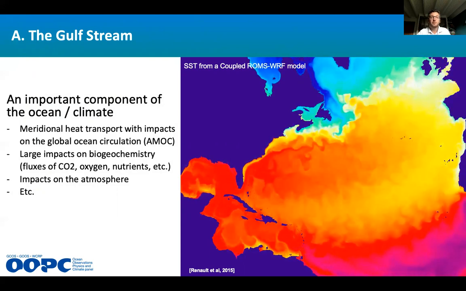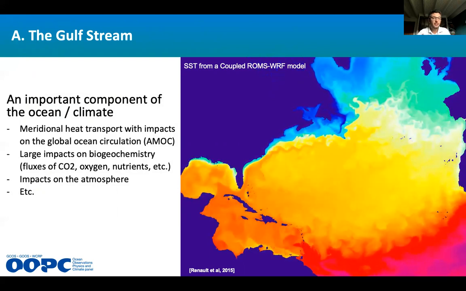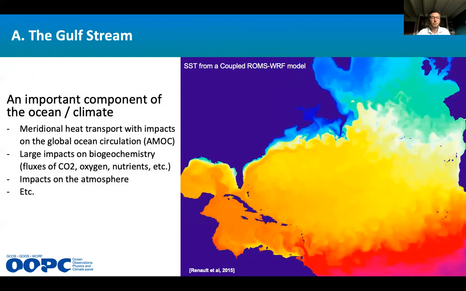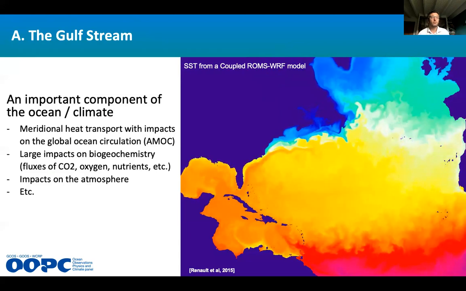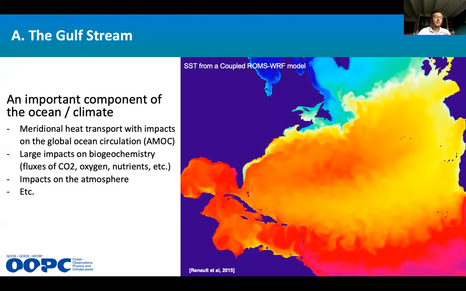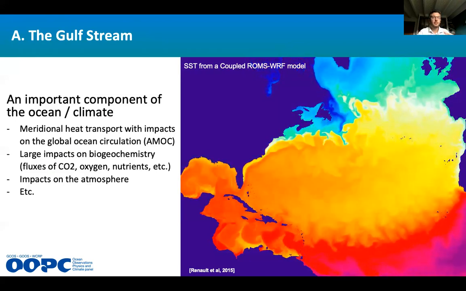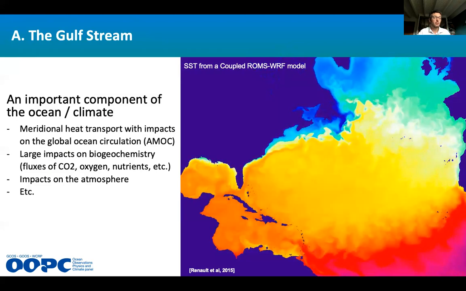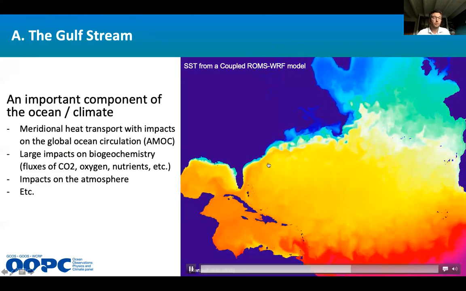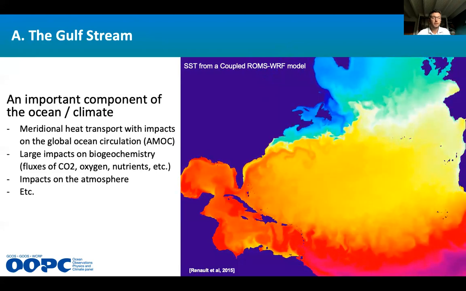Dynamically, it's also a very interesting place because that's where a large part of the eddy kinetic energy of the ocean is dissipated. So it acts as a graveyard for all the mesoscale eddies that are generated in the subtropical gyre, and is a region where a lot of small-scale processes will have to dissipate energy and also generate mixing, especially along the slope and where we have important topographic features.